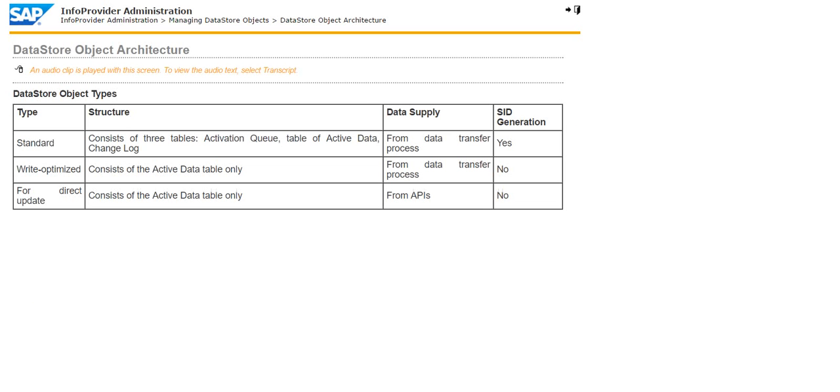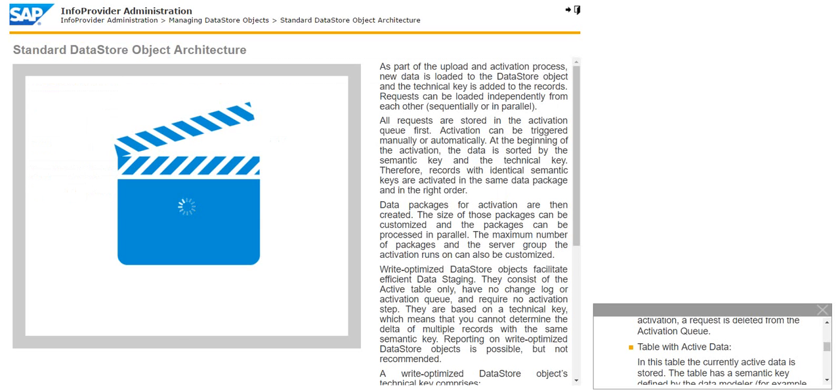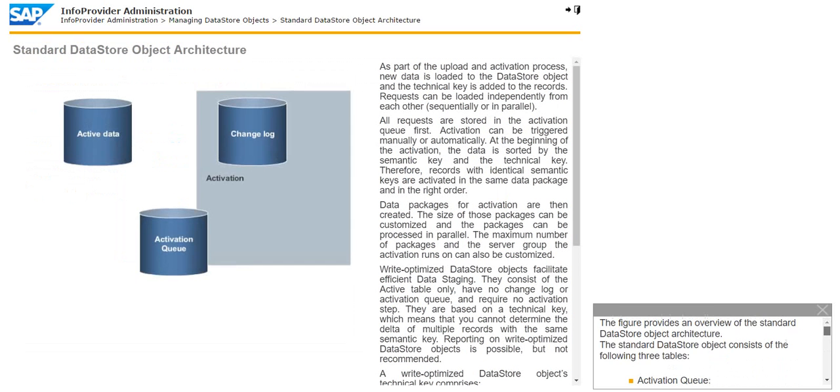There are three types of data store objects: standard, direct update, and write optimized. The qualities of each are summarized in the table Data Store Object Types. The figure provides an overview of the standard data store object architecture.